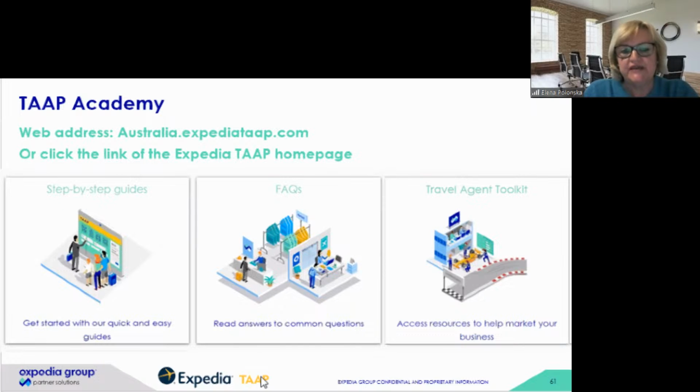You can also access a great list of frequently asked questions with the relevant answers. You can also access something that we call the Travel Agent Toolkit, which are resources to help you market your business. For more information about using our marketing resources, you can check out videos on TAAP Academy or contact one of us for more details.